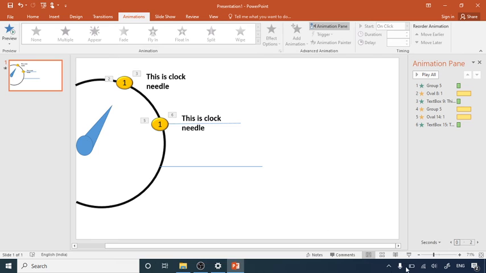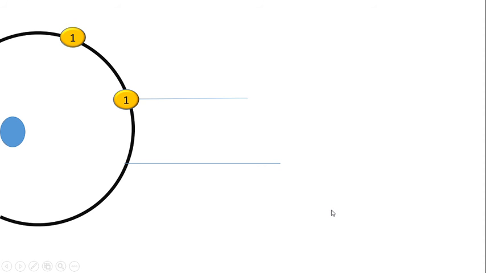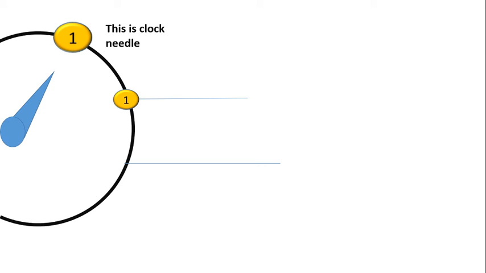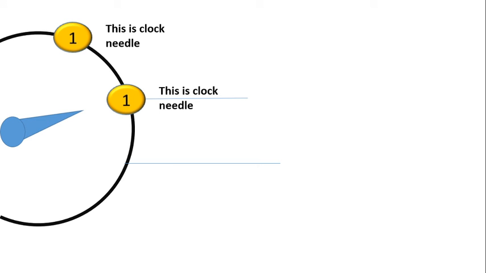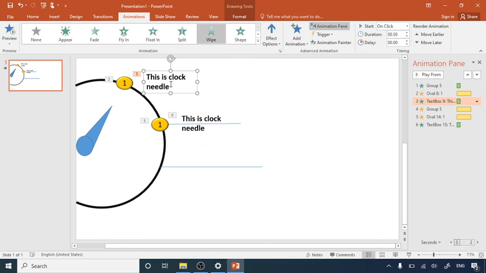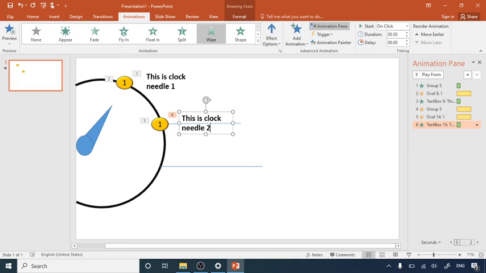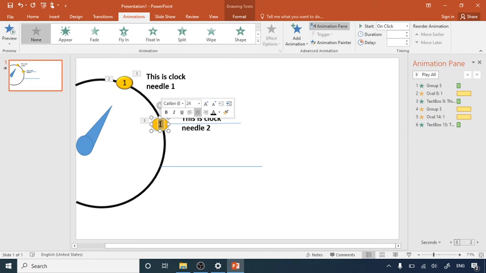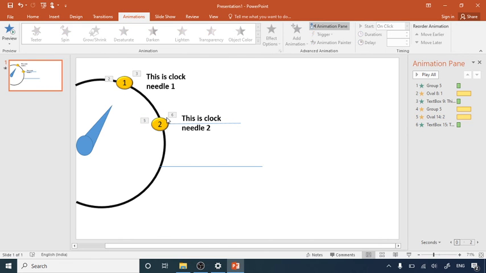So what we will do, we will check if our animation is correct or not. For my first click, the needle appears. For my second click, one button appears, and on my third click, this is the clock needle, first bullet point. For the second click, the same is appearing, and it is appearing correctly. So I'll change this to clock needle 1. I'll change this to clock needle 2. I'll also change this to 2, and then I'll again select this one.